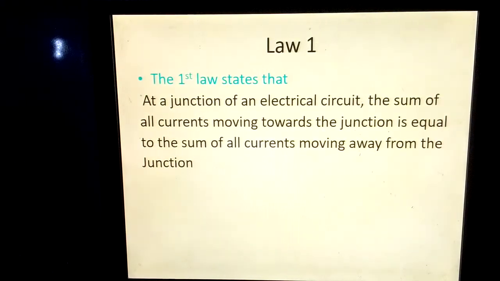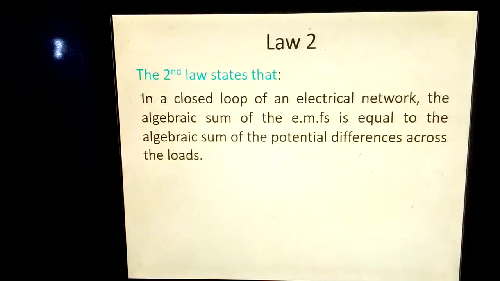How do we interpret this law? Let's consider this diagram. At a junction in an electrical network, the sum of currents entering, I is entering, is equal to the sum of currents leaving, I1 and I2 are leaving. The same thing applies to this diagram. So from these two diagrams, we get this equation: I equals I1 plus I2. That is, the sum of currents entering is equal to the sum of currents leaving. Good. So let's look at the second law.